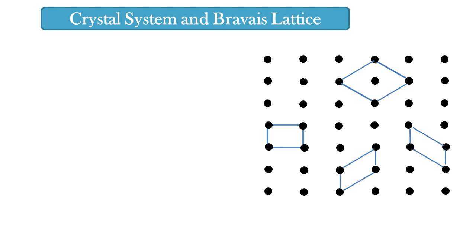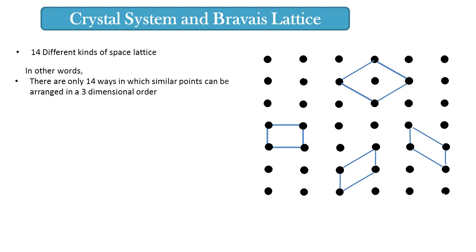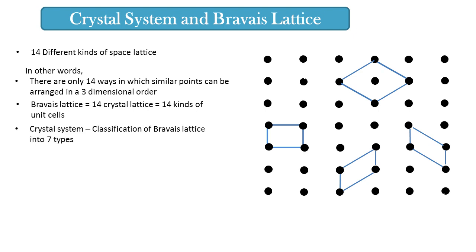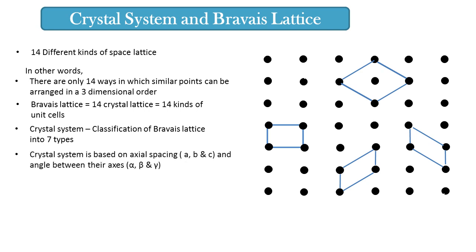The answer is no, because there are only 14 ways by which we could get a well arranged, three-dimensionally ordered, symmetric structure. These 14 ways are nothing but the 14 kinds of space lattice, which is mathematically proven. So we can call them a Bravais lattice or 14 kinds of unit cell. And based on the axial spacing, that is the length of the edge and the angle between their axes, Bravais lattice is classified into 7 types, which is called the crystal system.